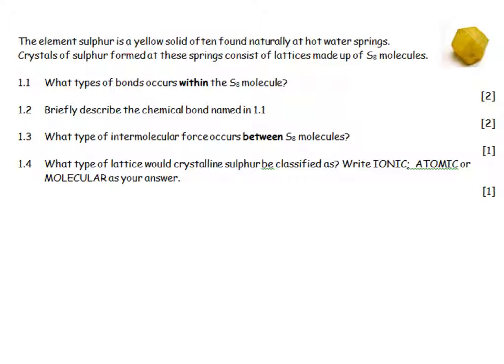The element sulfur is a yellow solid that has been found naturally in hot water springs. Crystals, which really means just solid, of sulfur formed at these springs consist of lattices made up of S8 molecules. What type of bond occurs inside the S8 molecule? It's just an S-S bond, which is between two nonmetals. They have the same electronegativity, so it's non-polar covalent.